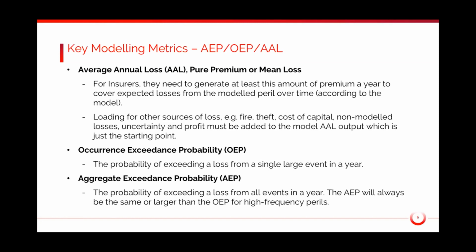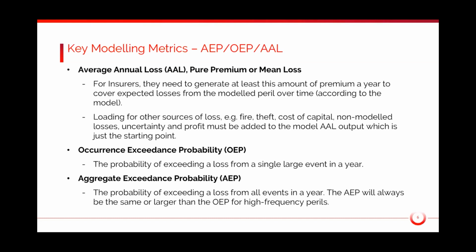And from an insurance perspective, this is essentially what the model says your average amount of losses in a year are going to be. So for an insurer, you need to be generating, according to the model, at least this amount of premium for either a policy or an account or a portfolio to make a profit. So if your AAL is higher than your premium for whatever you're looking at, it means that the model's saying you're going to be losing money essentially.